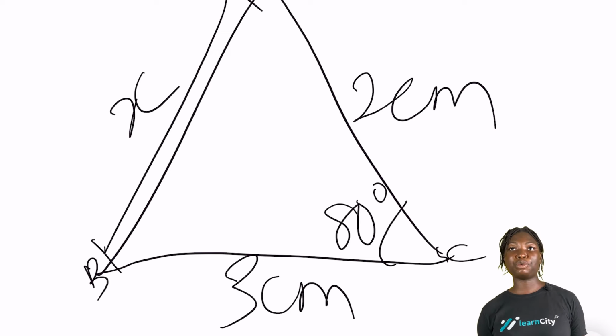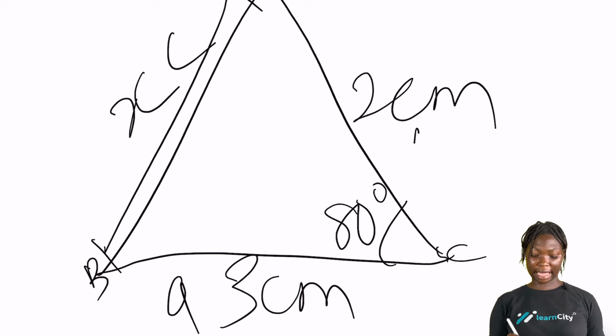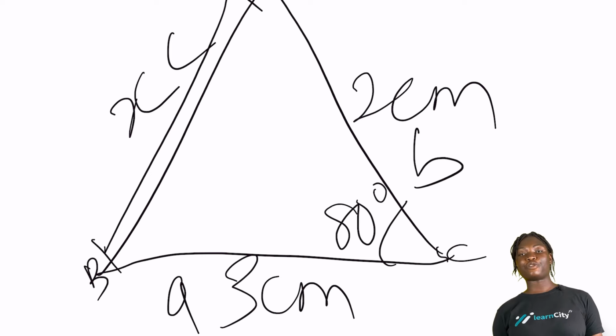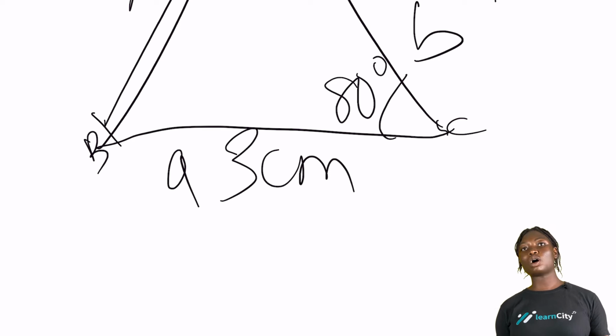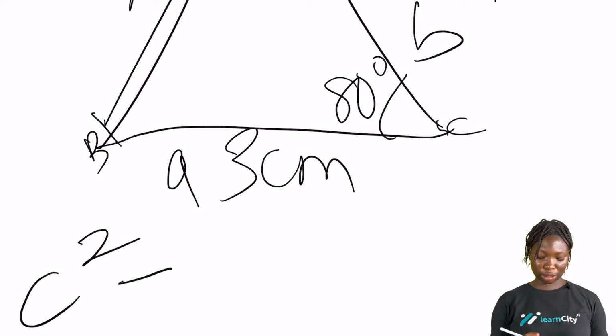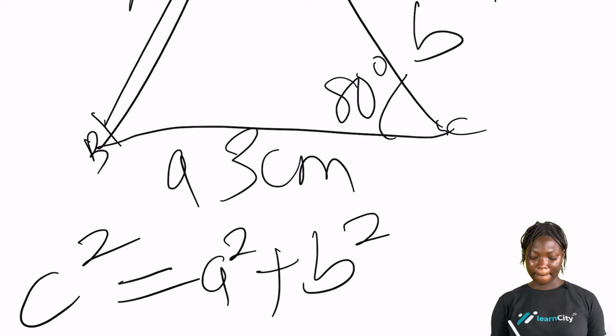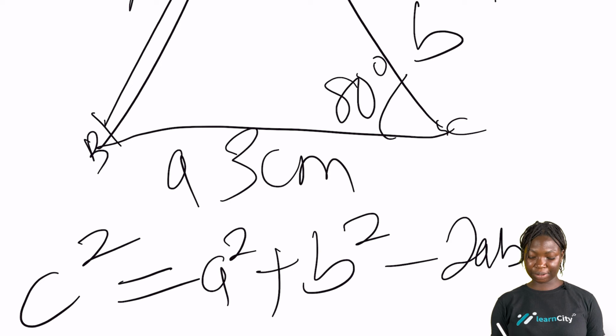Using cosine rule. Basically here, this is line C, this is A, and this is B. So we are looking for C. So with the cos C that we have, it will now be C squared equals A squared plus B squared minus 2AB cos C.